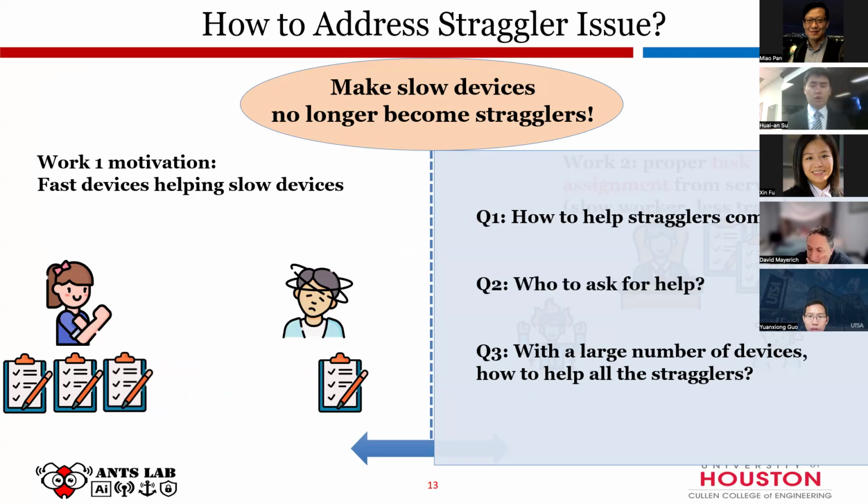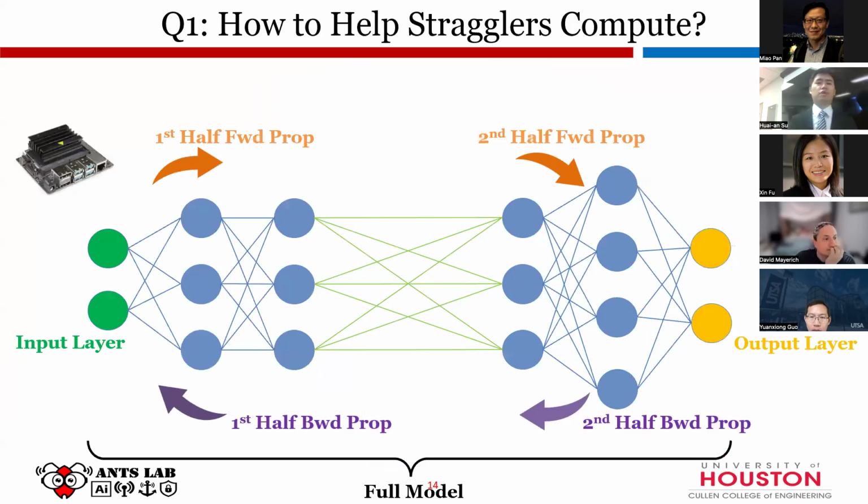The three questions we want to ask here are: how do we actually help those stragglers to compute? The second question is, who do we ask for help? And the last question is, with a large number of devices, how do we help all the stragglers? The first question is, how do we help those stragglers compute?